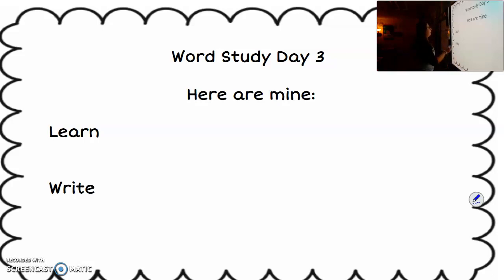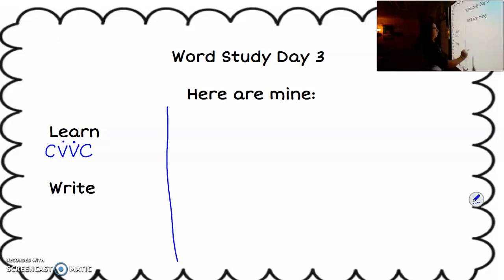Okay, let's look at the spelling pattern. So first I look at my vowels. I mark the vowel in the word learn. Oh, I have another vowel, and E is a vowel also. So I know that L is a consonant, so that will be C. E is a vowel, A is a vowel, and R is a consonant. So this word falls into the CVVC category.